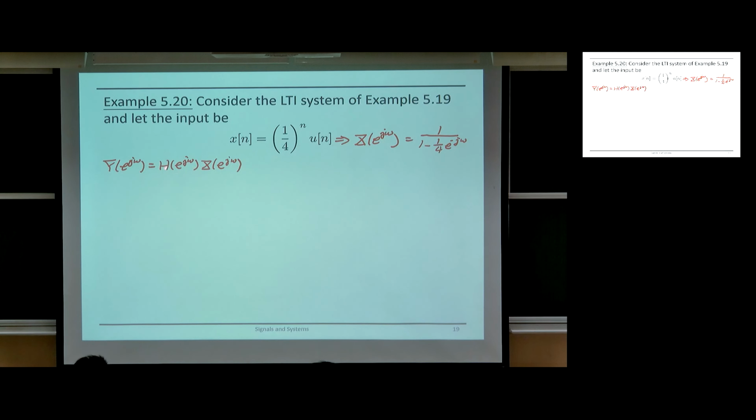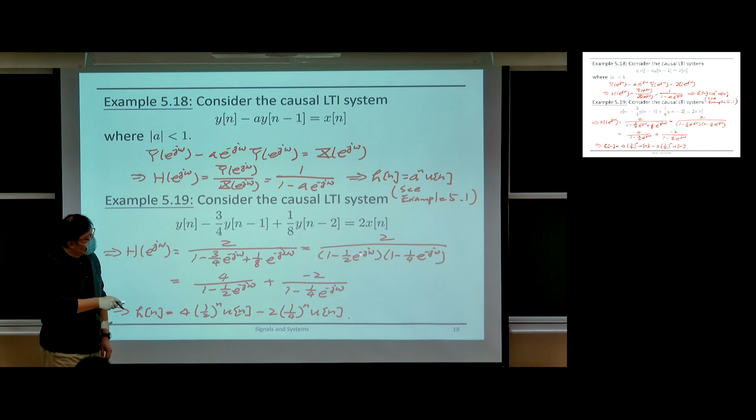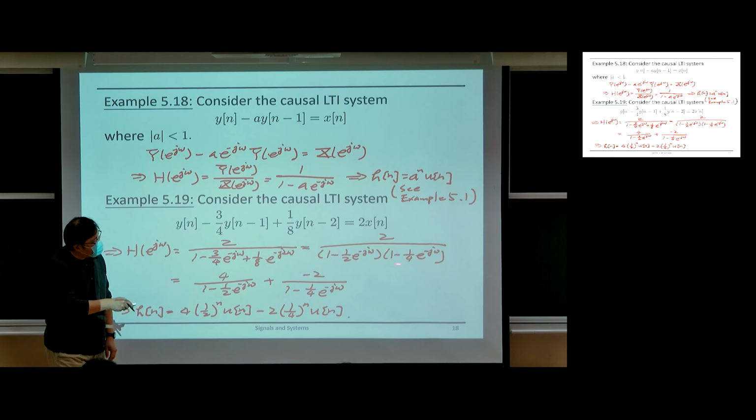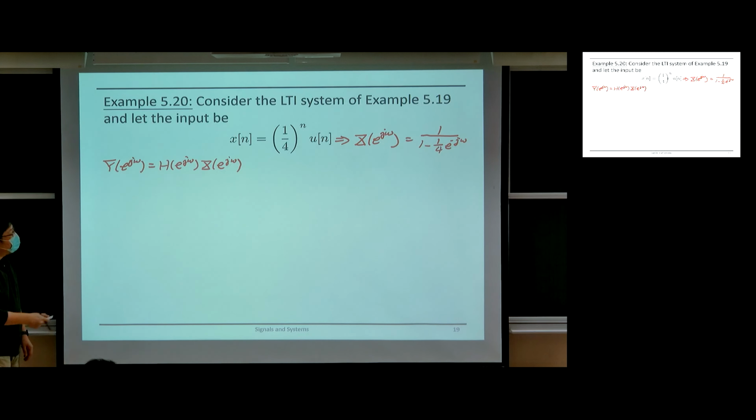So this H we computed on the previous slide. There are several forms of this, but let's take this form here, which has in the denominator 1 minus 1/2 exponential times 1 minus 1/4 exponential. And you can see that this factor here is the same as this factor here. So when you multiply the two, you will get a square in that term. So this becomes 2 over 1 minus 1/2 e to the minus j omega and 1 minus 1/4 e to the minus j omega squared. Okay?